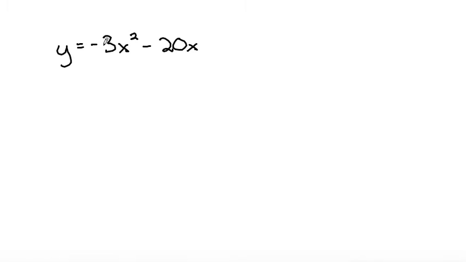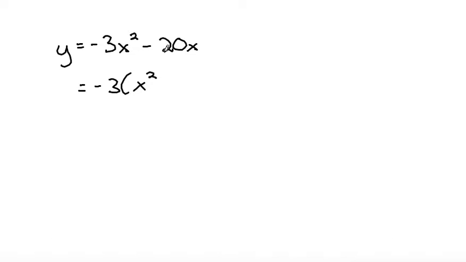So this problem is to first complete the square and then to find the max or min values. In the first step of completing the square, we need to factor out the coefficient of the x squared term out of both the x squared and the x terms. That means we need to pull out a negative 3. What would be left of the negative 3x squared term would be x squared.